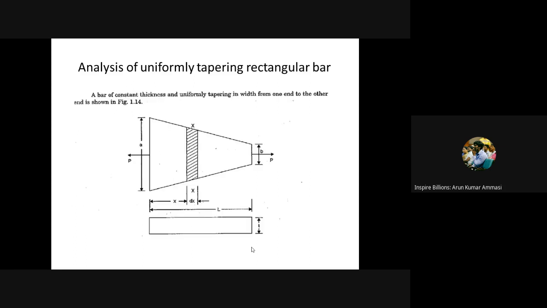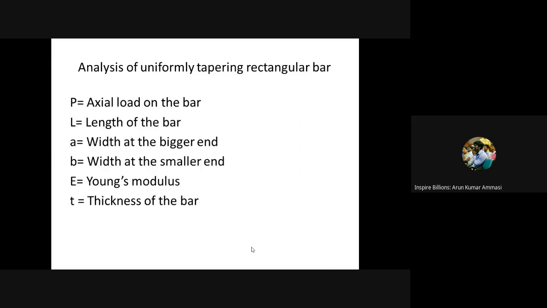So let us take up this particular tapering rectangular bar with a cross section with the longer side as A and shorter side as B, and the load applied as P, and A is the width at the bigger end, B is the width at the smaller end, and E is the modulus of elasticity, and T is the thickness of the bar.